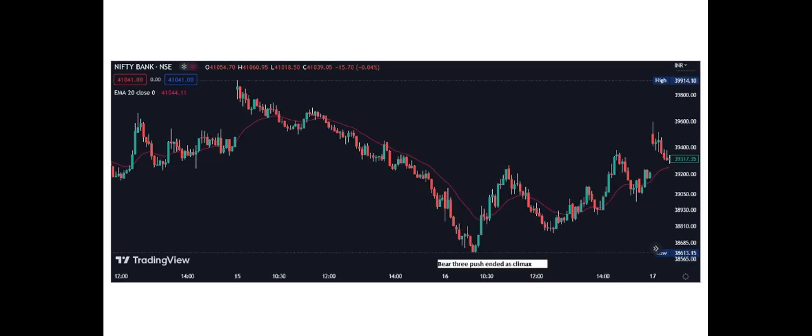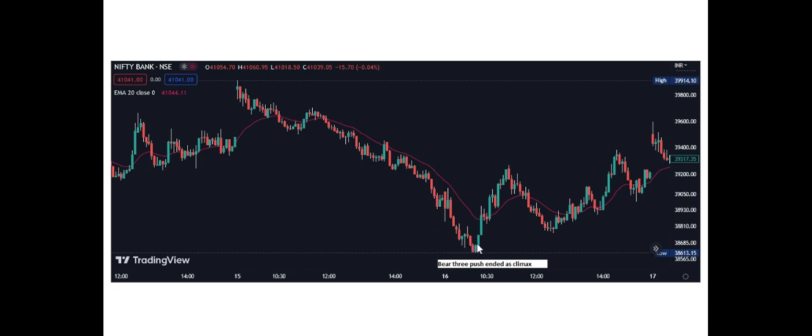Now let's look at another point. When the three push ends in an extreme climax, the reversal is equally fast. For example, look at this three push here. One, two, three. And here it is a very big climax. Why did I say this is a big climax? Because you see, this is so far from the EMA and this shoot was very big. The third push was extremely big. So this is a climax. This move ended in a very big climactic move.